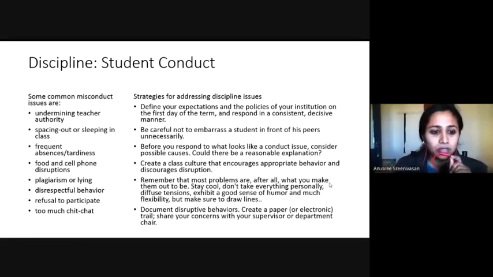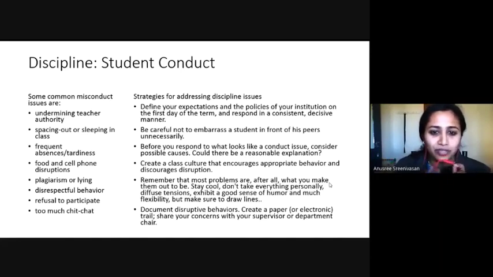Like undermining the teacher's authority. Yeah, that is a serious issue. Then spacing out or sleeping in the class, a very common issue. Frequent absence or tardiness, food and cell phone disruptions, plagiarism or lying, disrespectful behavior, refusal to participate, too much chit-chat. I don't think you need explanation for any of these things. You must be experiencing this yourself.